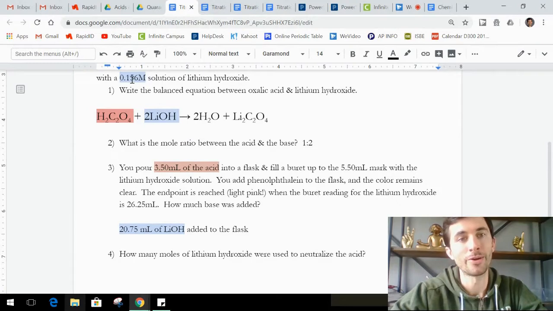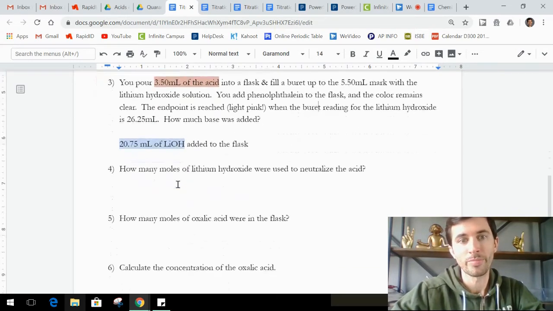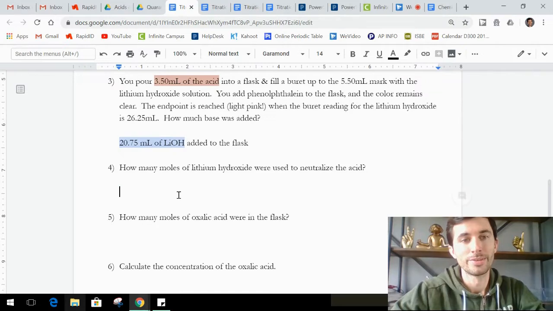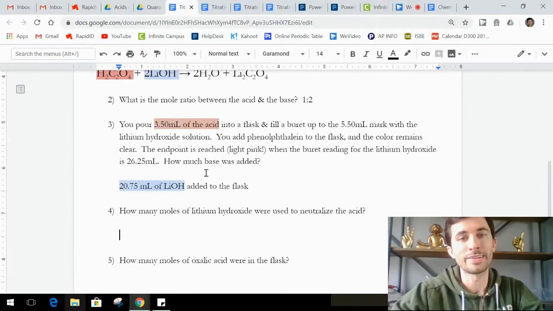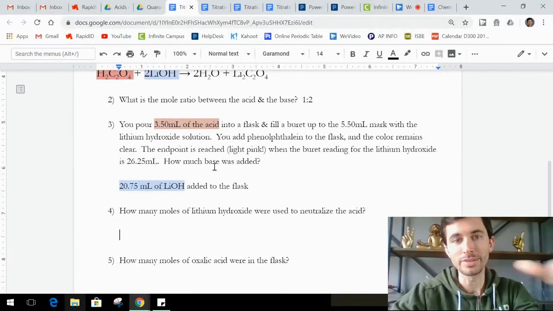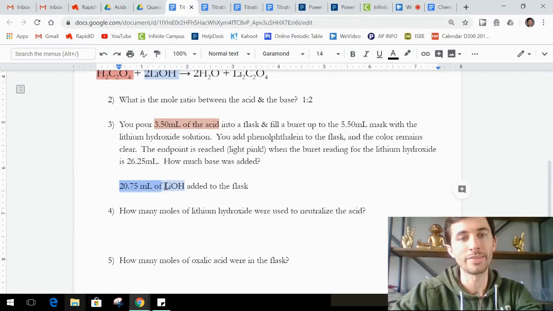So you're going to use the molarity of the base and the volume of the base in number 4. Okay, so don't combine these two, that doesn't do anything. Okay, so pretty much what's going on here is that the acid is completely neutralized when this many milliliters of the base are added. So you get that light pink color.